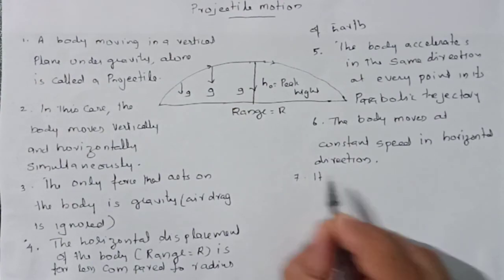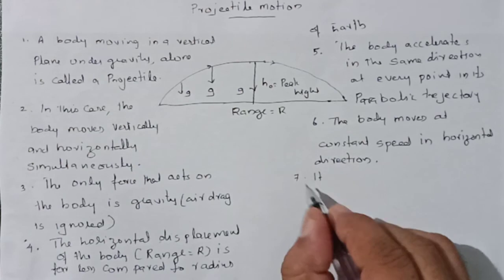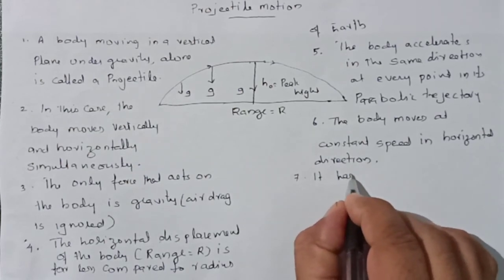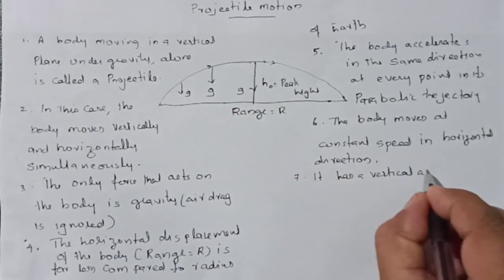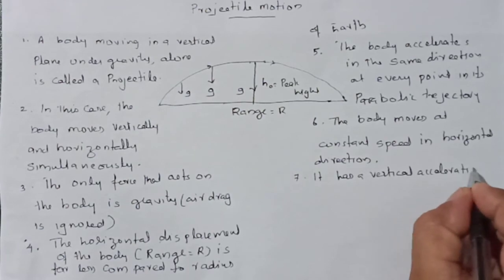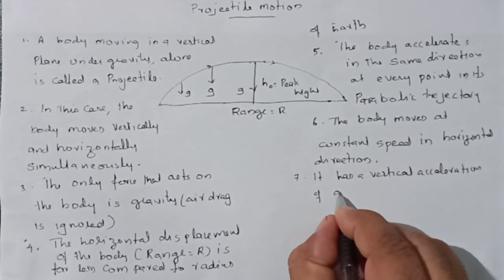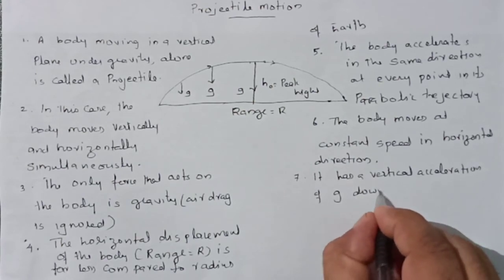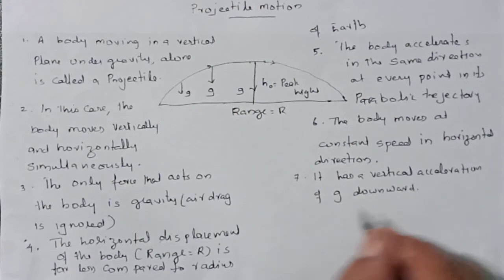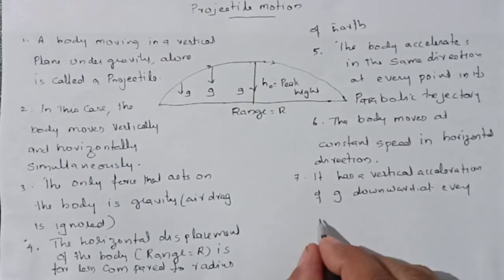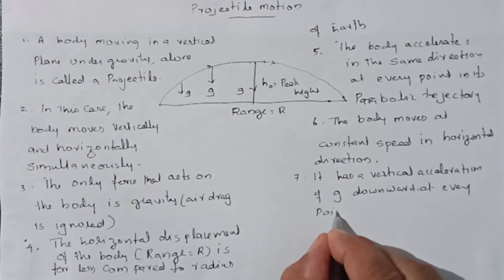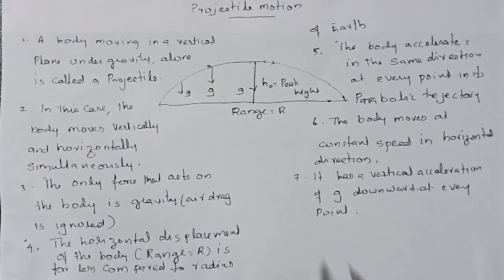But in case of vertical motion, the vertical component of the motion is uniformly accelerated motion, because the body has a vertical acceleration which is acting downward at every single point. At every single point, the body is accelerating downward at the same rate, which is equal to 9.81, the g. So, horizontal motion is uniform motion, vertical motion is uniformly accelerated motion. If you combine them together, you will get the net projectile motion of the body, how the path is formed.